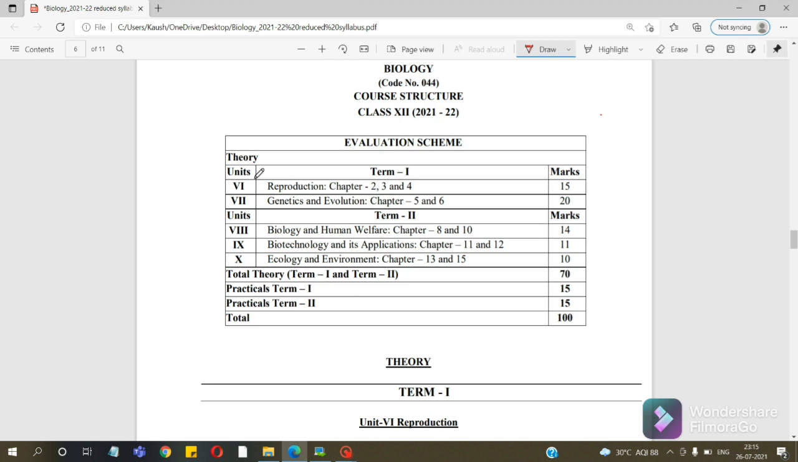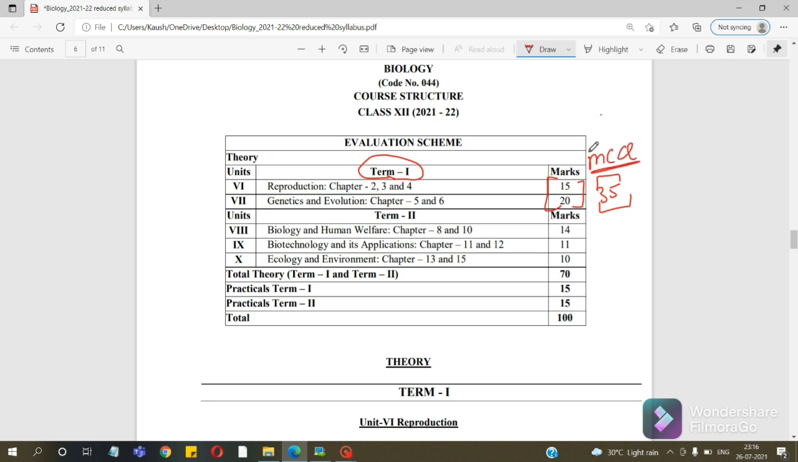So in Term 1, a total of 35 marks will be there from chapters 2, 3, 4, 5 and 6. Chapters 2, 3, 4 are from the unit Reproduction. And if we talk about genetics and evolution, from this unit we have only two chapters, chapter 5 and chapter 6, and the pattern will be MCQ only.